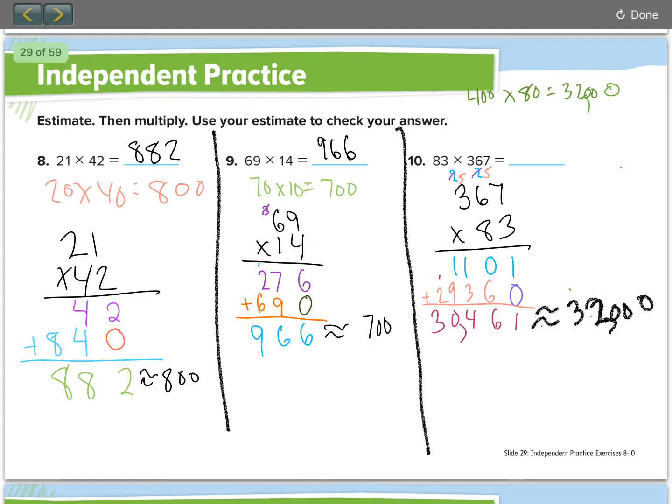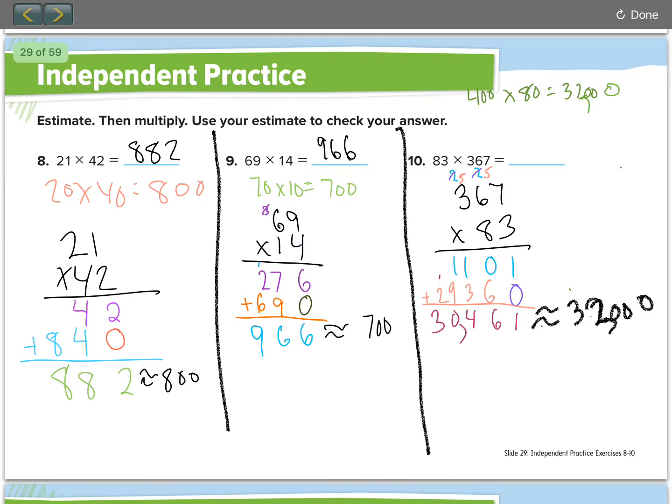Now before I multiply the 1 in the tens column, I place a 0 in the ones column because that number's value is 10, not 1. Now that my 0 is in the ones column, I'm going to multiply 69 times 1, which is of course 69. So my second line is now 690. I add 276 plus 690 and I get 966, which is close enough to 700.